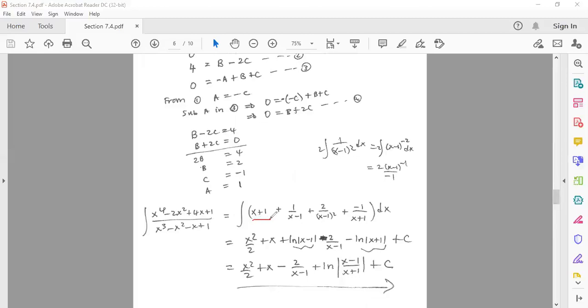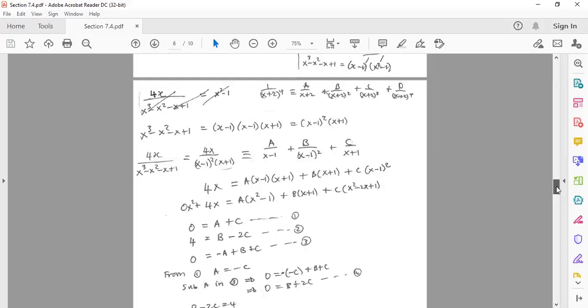Sorry, sir, could you please explain the B over x plus 1 on top there? I didn't get that part. Yes, it's on top. Just scroll up a little bit. Yeah, where there's 4x equals A times that line there. All right. So you don't understand where this is coming from. Yes, sir, and the line before.